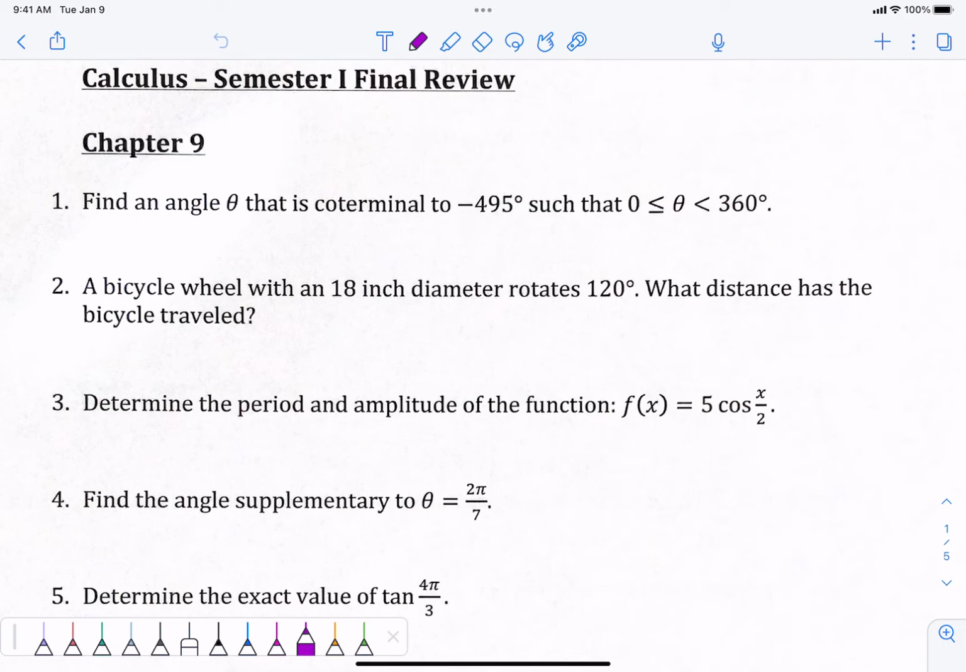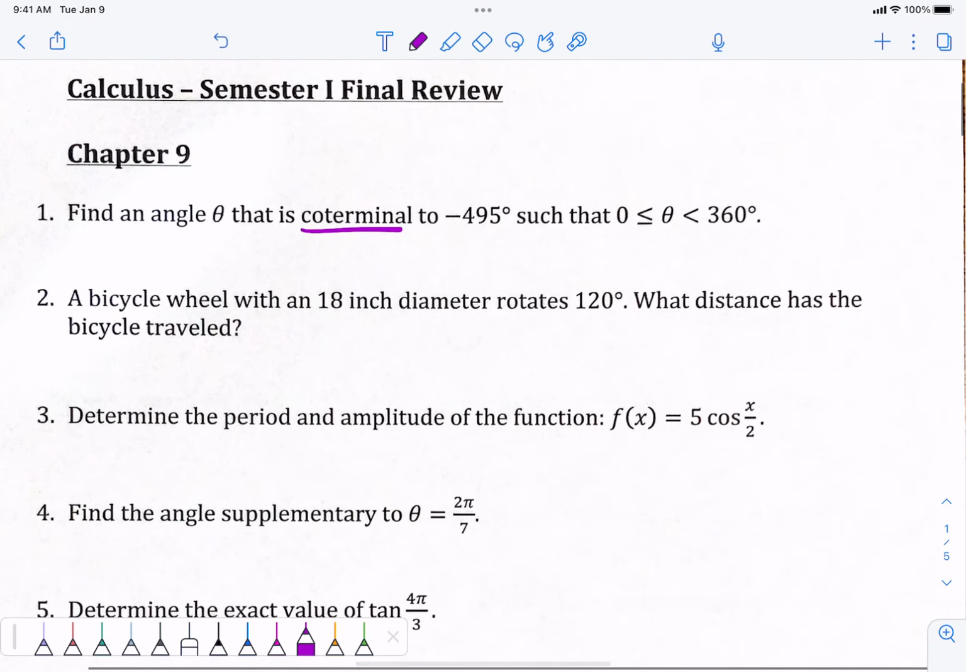Find an angle that is coterminal. What does coterminal mean? Coterminal means the same spot. It is the same spot as negative 495, but we want one that's between 0 and 360, so we want a positive one.